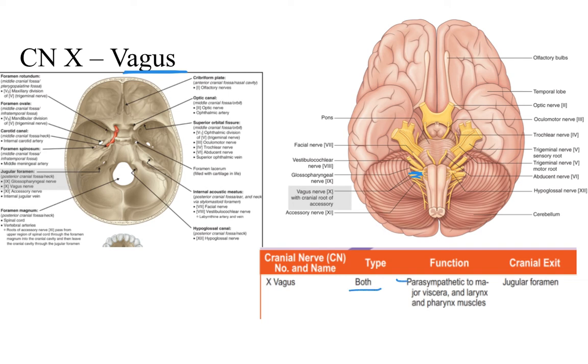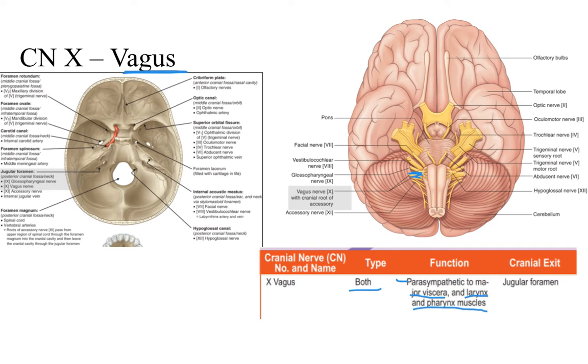Notice it's parasympathetic, so we always associate the vagus nerve with parasympathetic innervation to major viscera. So that's going to be both sensory and motor. And then the larynx and pharynx muscles that are going to be involved in swallowing and speech.